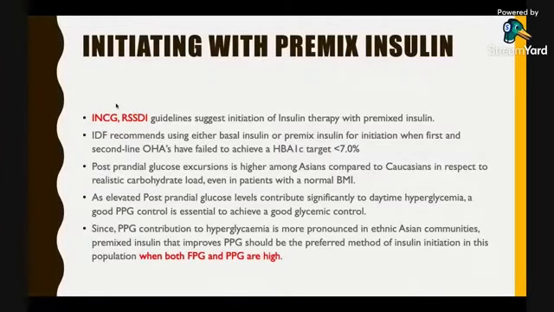And this can be one of the strategies. I'm not saying that this is the best strategy, but this can be one of the strategies when FPG and PPG both are high, and the difference between the fasting and the postprandial is quite high. So only bringing down the fasting will probably not compensate for the postprandial lowering.